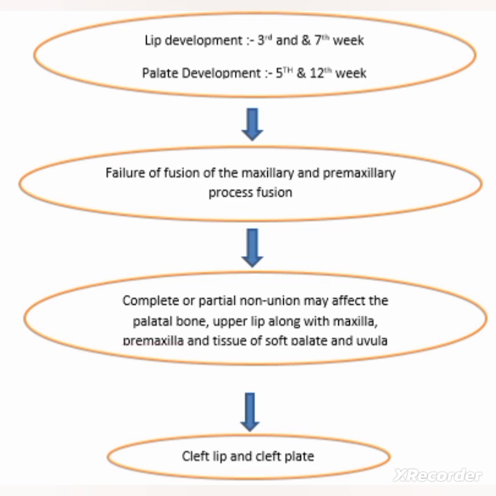So as we said in the pathophysiology, lip development occurs in the third to seventh week, and palate development in the fifth to 12th week. Here there will be a failure in the fusion between the maxillary and premaxillary process, which leads to complete or partial non-union of the palatal bone, upper lip, maxilla or premaxilla, or the soft palate or the uvula. So that leads to cleft lip or cleft palate.